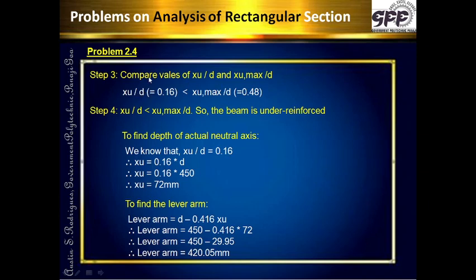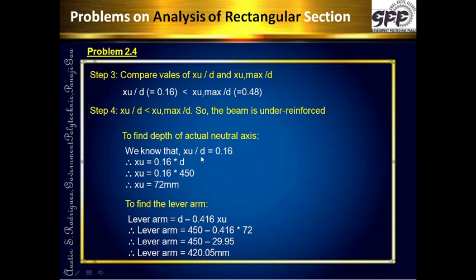Obviously, we infer from here in step number 4, since XU by D actual is less than the maximum, the beam is under reinforced. In this case, the beam is under reinforced. Now the next thing that has been asked of us is to find the depth of the neutral axis. We have found this. Now we are finding the depth of the neutral axis.